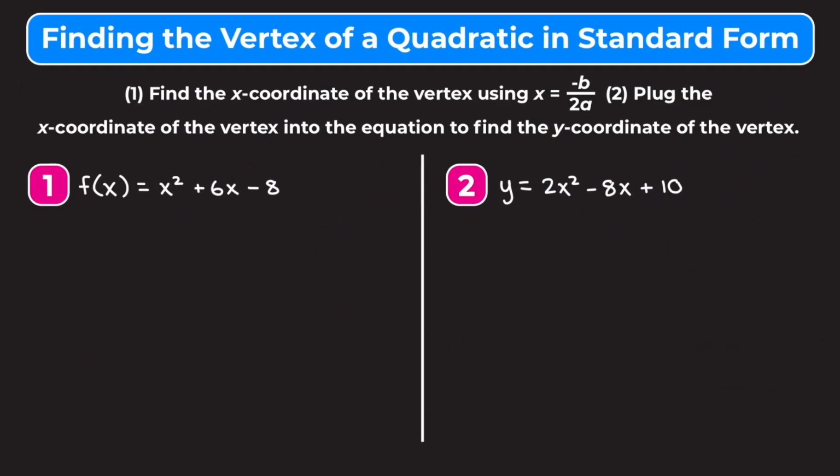In this video, we're learning how to find the vertex of a quadratic in standard form. If you look at the top of the screen, we have some steps we can use when finding the vertex of a quadratic in standard form. First, find the x-coordinate of the vertex using the equation x equals negative b over 2a. Then plug that value back into the equation to find the y-coordinate.